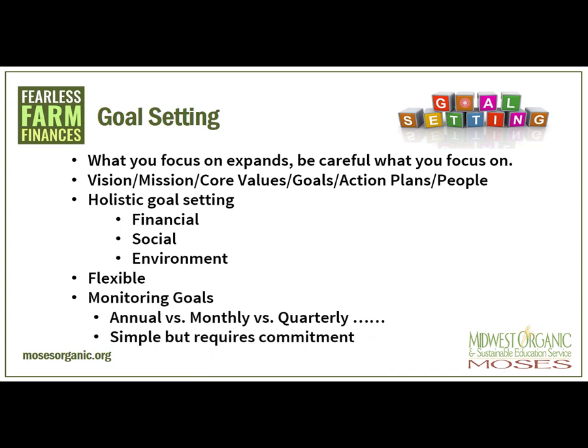And then monitor the goals. Whether it's annually, monthly, or quarterly, you need to commit to monitoring these goals and checking your progress. Just setting a goal at the beginning of the year and then waiting till the end of the year to see if it happened, I think it's a big mistake, and you're setting yourself up for failure.